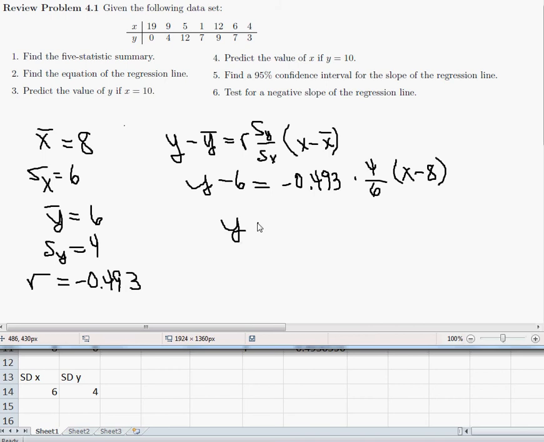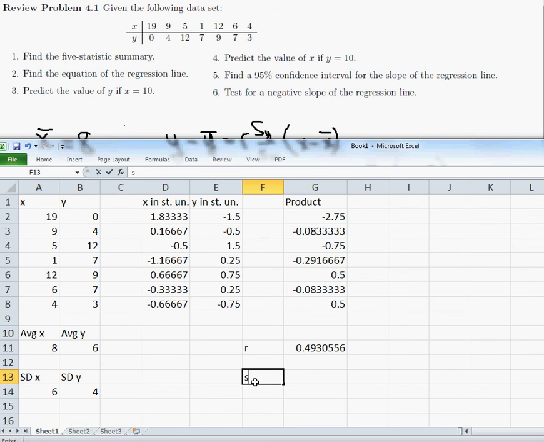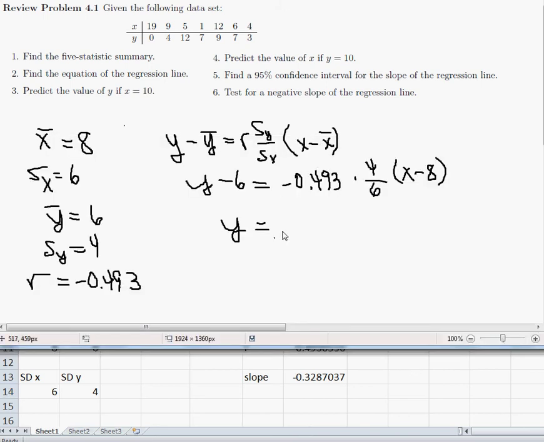So solving for y, we get y is equal to, well, let's work out the product here. So the slope of the regression line would be equal to r times s sub y, which was 4, divided by s sub x, which was 6. So I get a slope of negative 0.3287 times x minus 8 plus 6.